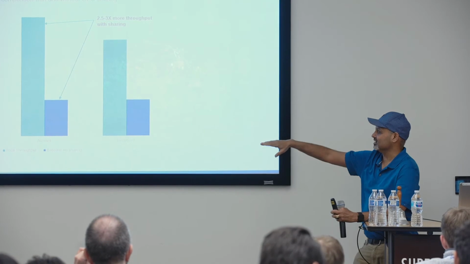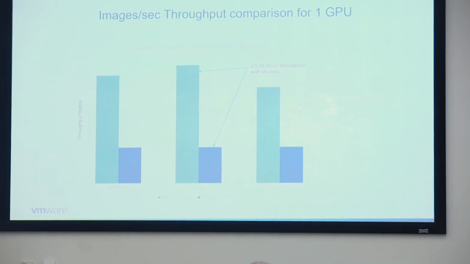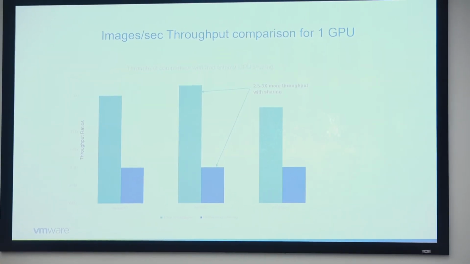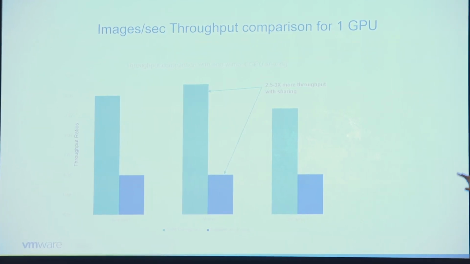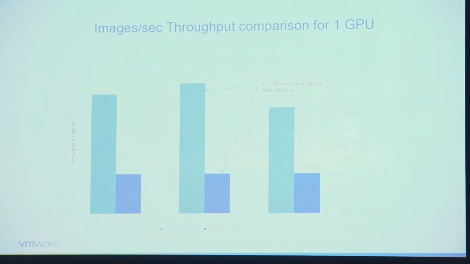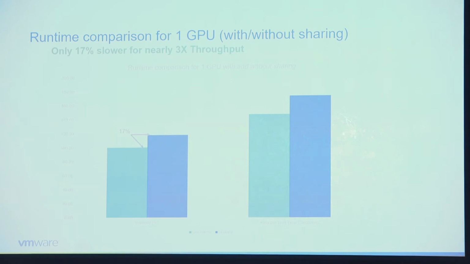The bottom is the baseline. These are very common benchmarks that are run: ResNet, AlexNet, and Inception. These are the models. You see that there's a 2.5 to 3x improvement in performance. But obviously, there is a penalty. When instead of giving a full GPU to a VM and a container, you're giving only a quarter of a GPU, there's going to be some hit. The job is going to slow down. Let's say if I have something processing images, right?